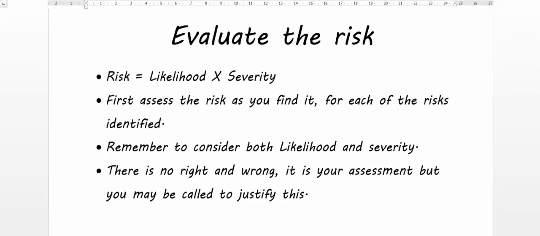Okay, so now we need to consider the risk level, evaluate the risk. It's important to remember that risk is a factor of the likelihood by the severity. So when considering risk, it's important to consider the likelihood of it happening, and if it did happen, the severity. First, assess the risk as you find it for each of the tasks identified. Remember to consider both likelihood and severity, as I said above. There is no wrong or right way. It is your assessment, but you may be called to justify this.